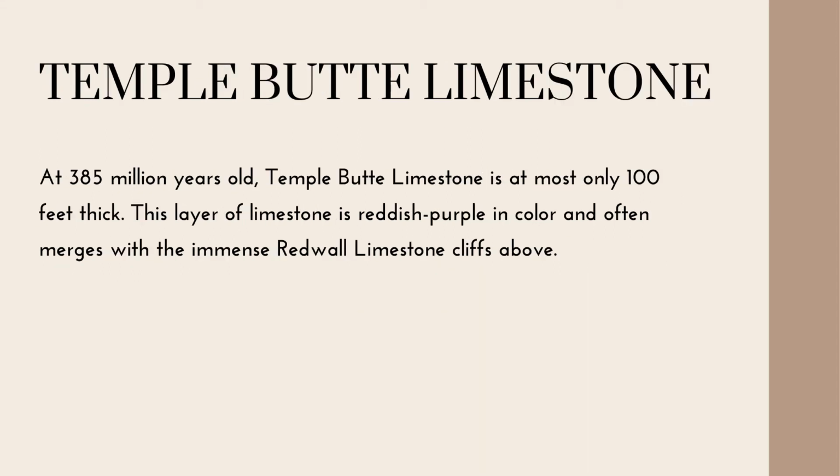Temple Butte Limestone. At 385 million years old, Temple Butte Limestone is at most only 100 feet thick. This layer of limestone is reddish-purple in color and often merges with the Redwall Limestone cliffs above.